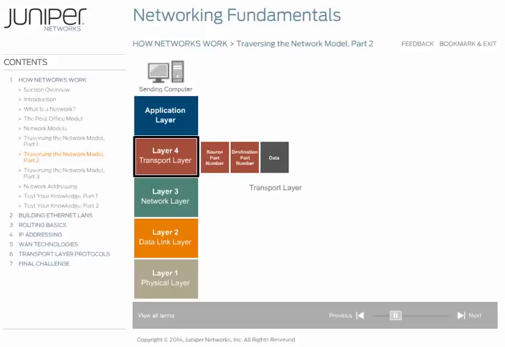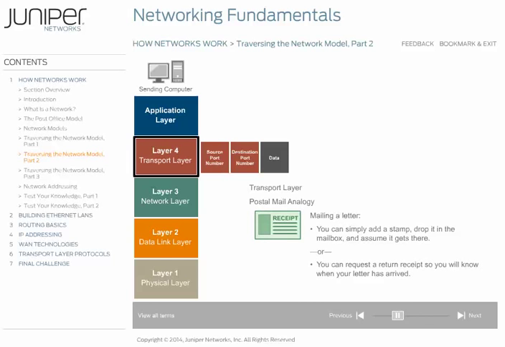Beyond identifying the destination and source port numbers, the transport layer has a second important responsibility as well. Again, let's consider our letter. When you are ready to mail your letter, you have a choice to make. You can simply add a stamp, drop it in the mailbox, and assume it gets there. Or you can request a return receipt, which the post office returns to you upon delivery, so you can be assured it has arrived. As its second responsibility, the transport layer offers a similar choice for reliability.